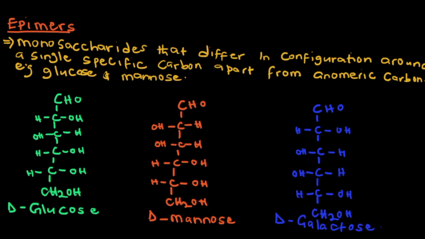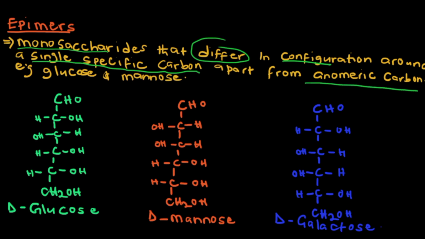So the next part of this video is epimers. Okay, so basically when we say epimers, we are referring to monosaccharides or sugars that differ in their configuration around a single specific carbon, a single specific carbon apart from the anomeric carbon. So what does this anomeric carbon mean? We're going to see that one later in this video.